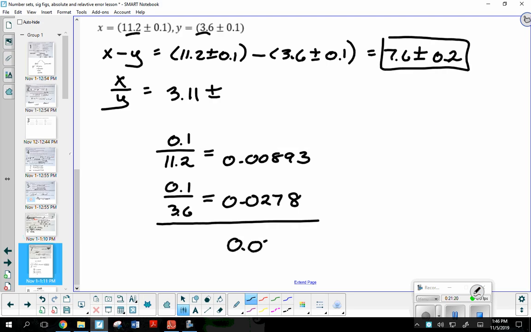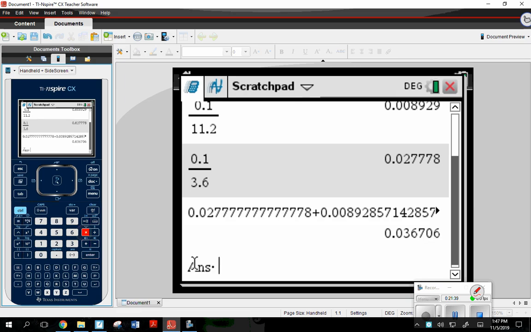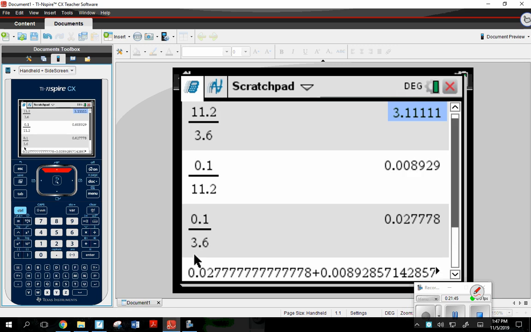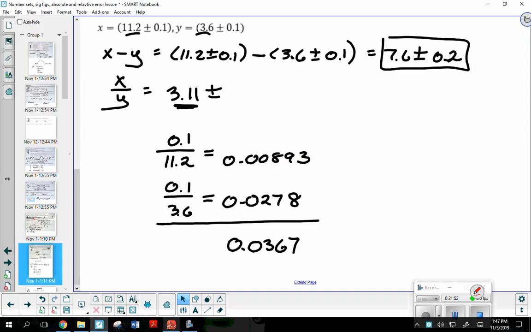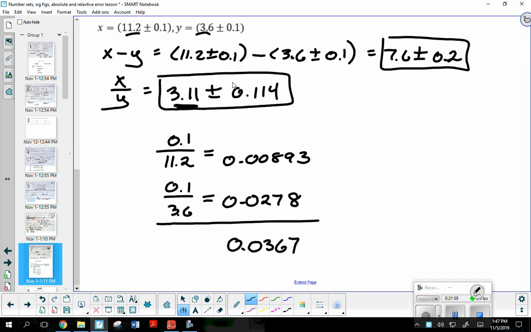0.0367. Now, if I were to find the percent error, that would be about 3.67%. That's the percent that I want to take of this original operation value right here. So I'm going to leave it as a decimal, and I'm going to multiply it by, instead of using just the 3.11, the exact value that I have in the calculator. So I get 0.114. I just kept these in 3 sig figs.